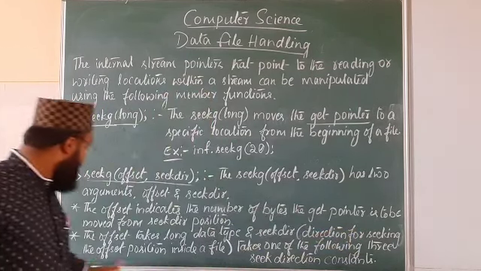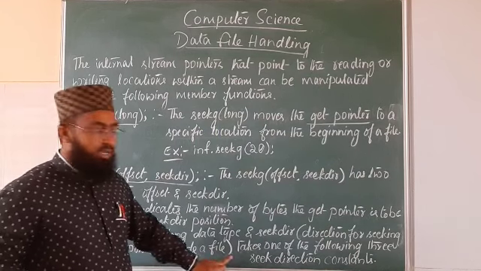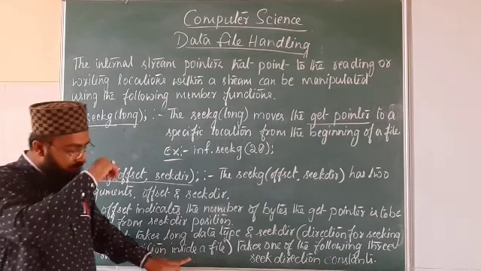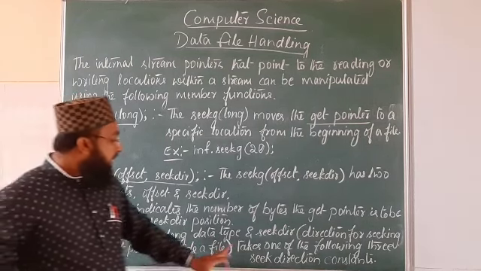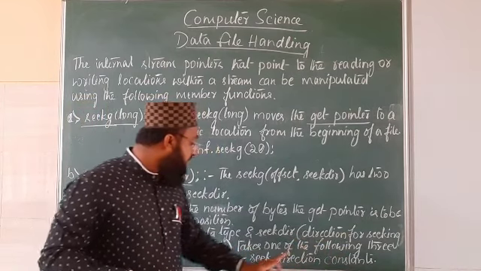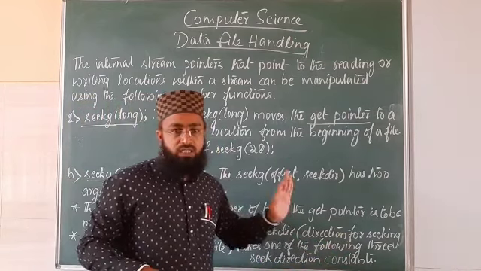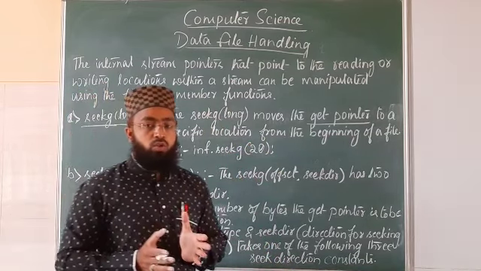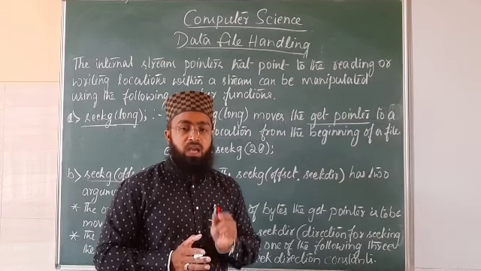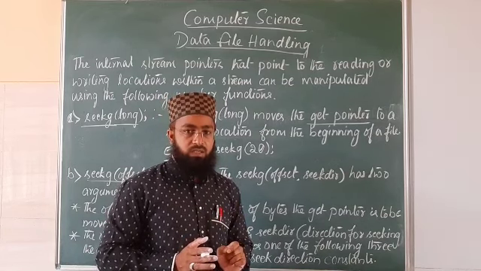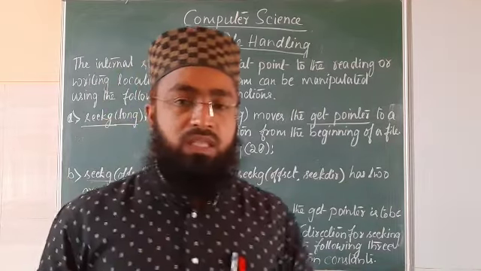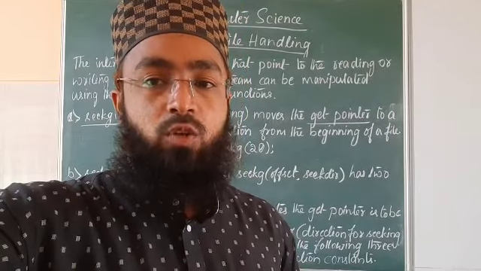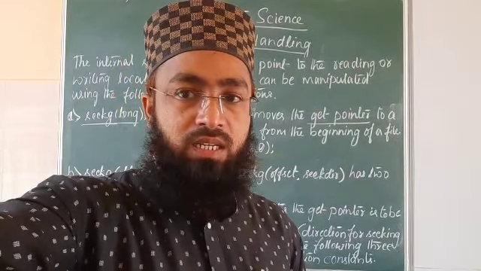Seek dir means the direction for seeking the offset position inside a file. It takes one of the following three seek direction constants. After this, I will write the seek dir constants. Among those constants, seek dir will take any one of them. Okay, hope you have understood seekg long and seekg offset, seek dir.